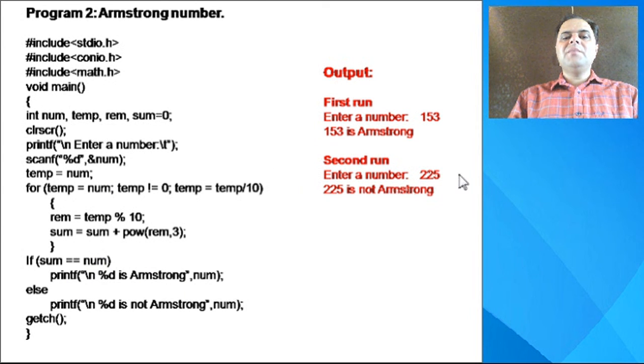So if we take another example, 225. So here 2 cube is 8, again the cube of this 2 is 8, cube of 5 is 125. 125 plus 16 is 141. So sum becomes 141, but num is 225. So this condition fails. It will go in the else part. So it will write 225 is not Armstrong. So this is how we can check whether a number is Armstrong or not using for loop.